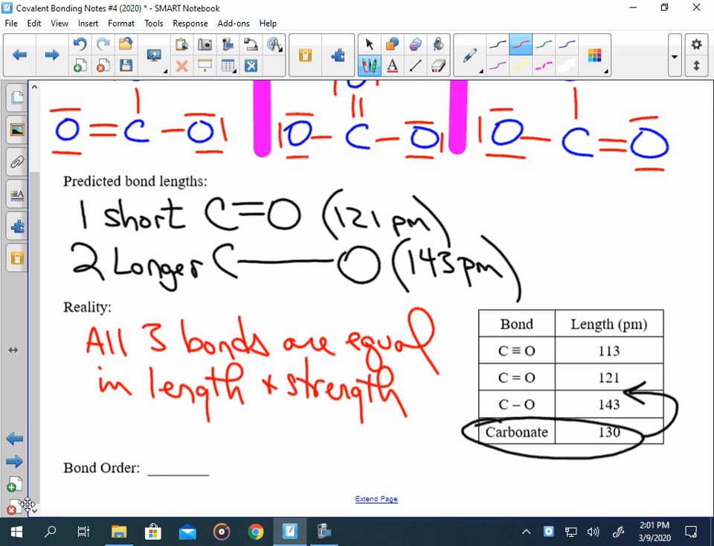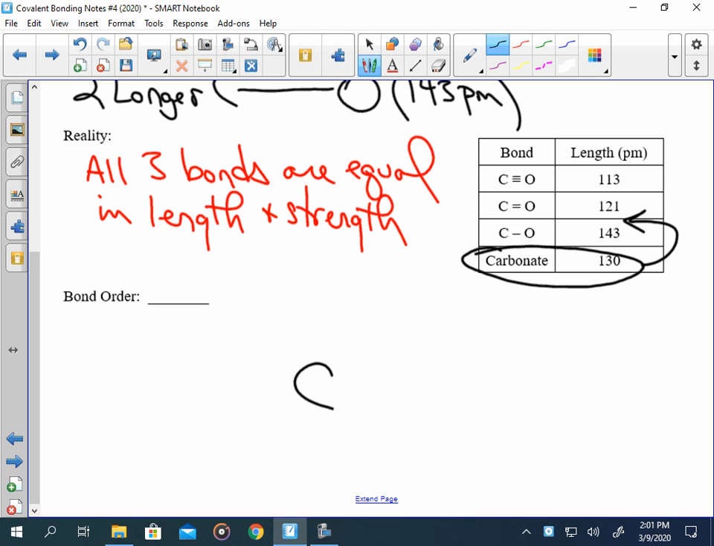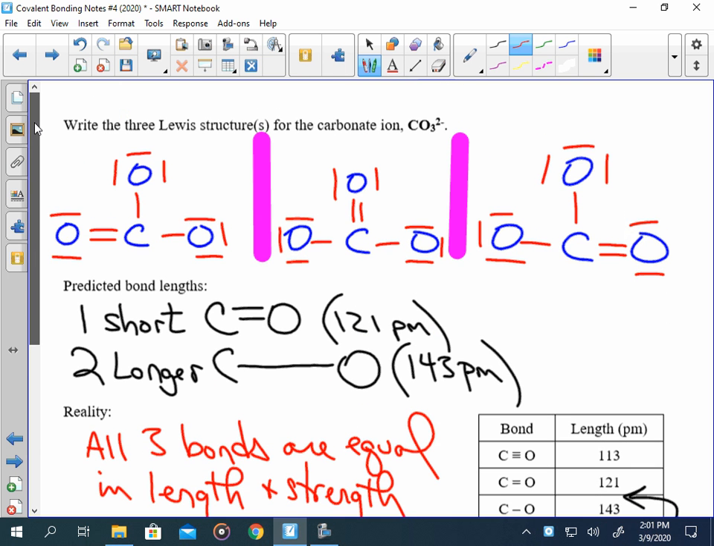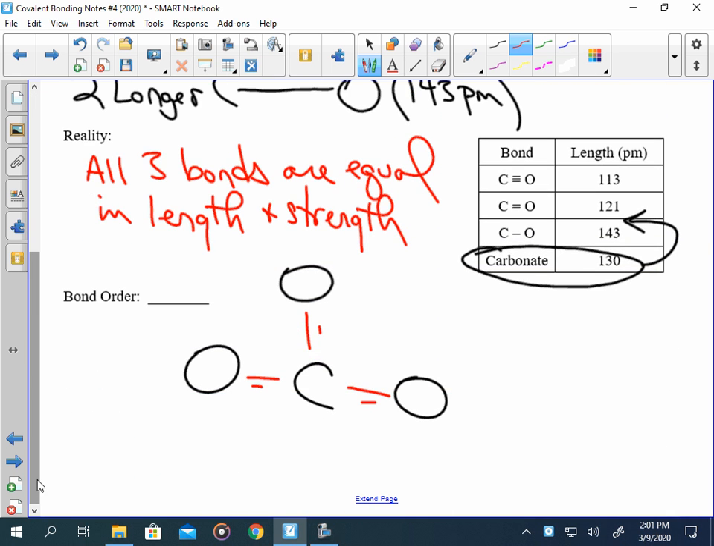Now, Olivia, bond order. Let me give you the visual here. You can have one, you can have one, you can have one. What's the bond order? 1.5. See, I had this bond here, and I said, you can have some, you can have some, you can have some. What's that bond order? 1 and 1/3. Yes, I've got 3 oxygens to share a bond.